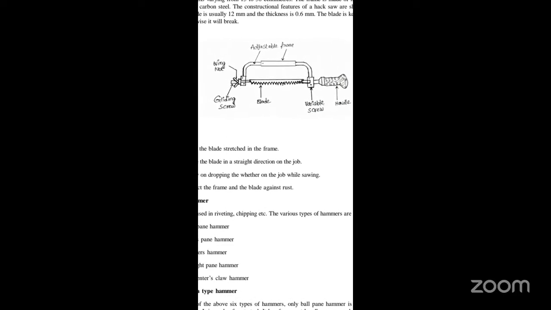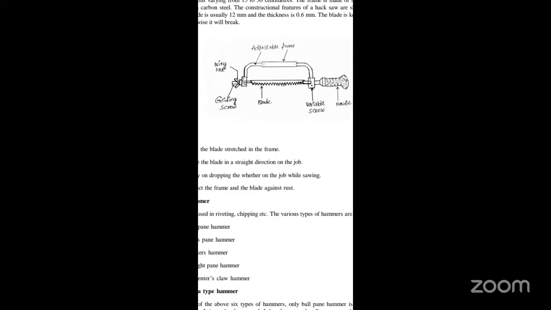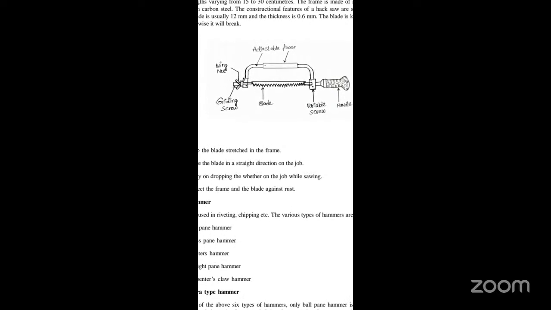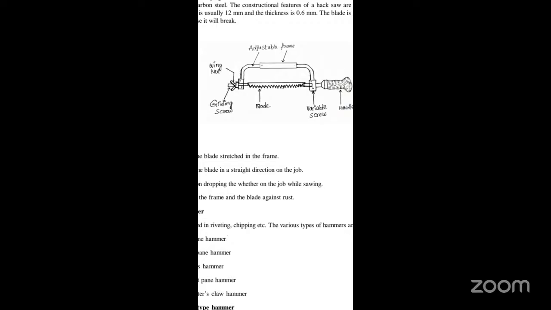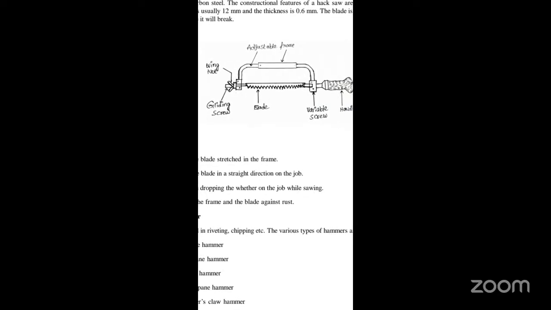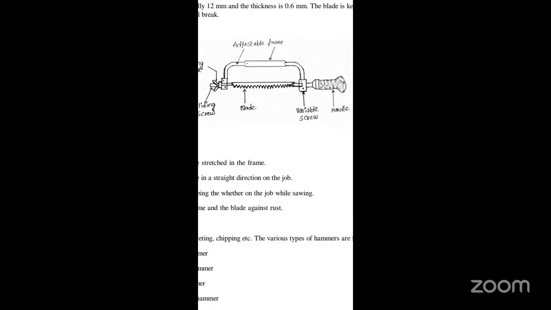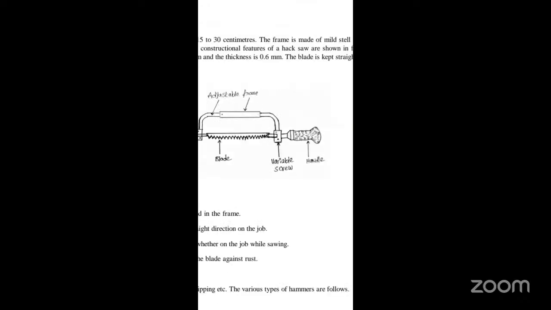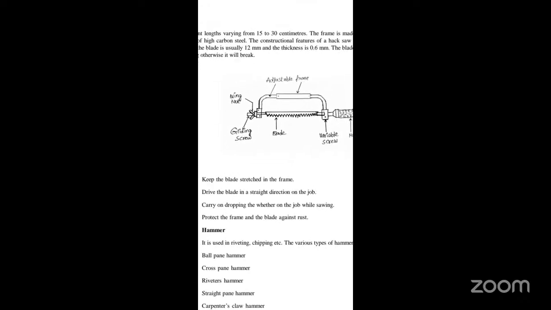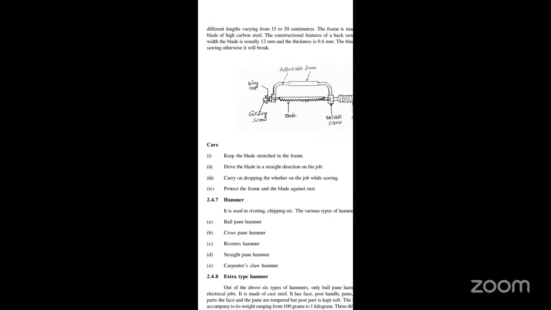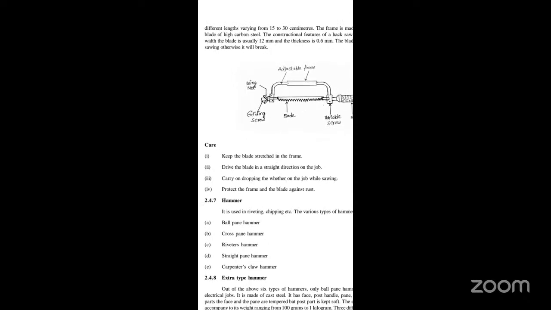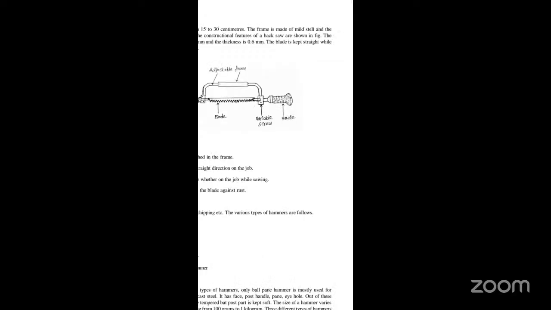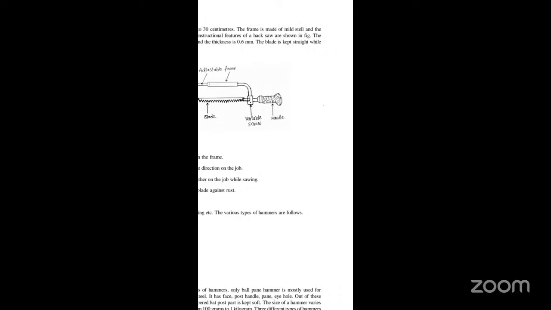Variable screw, blade, gliding screw. Next, wing nut, adjustable frame, and then handle. All these are the parts of this particular instrument. The frame is made of mild steel and the blade of high carbon steel. The constructional features of a hacksaw are shown in the figure.